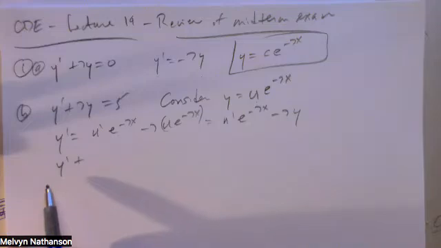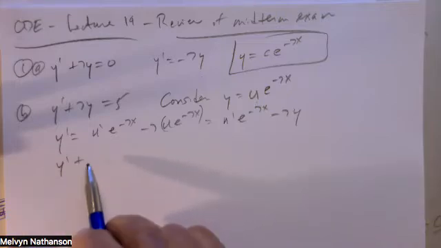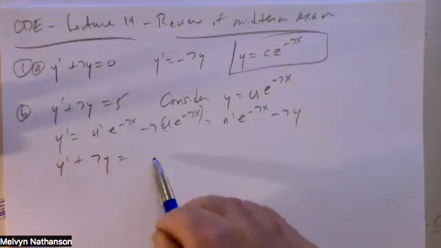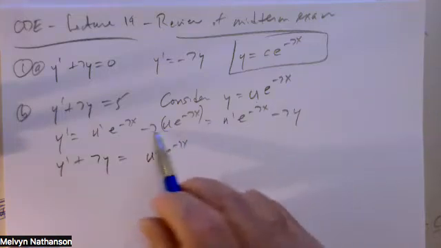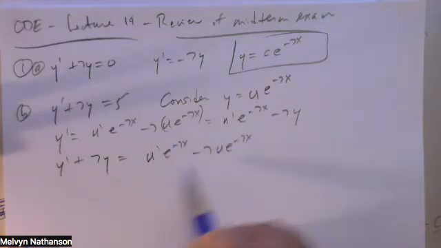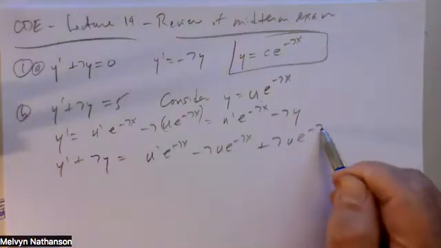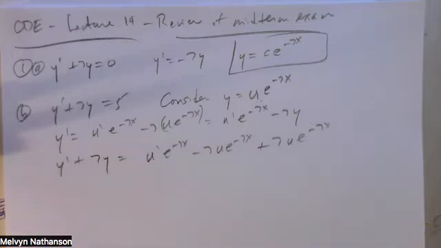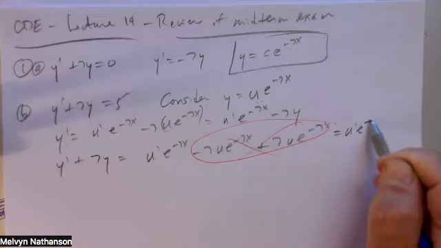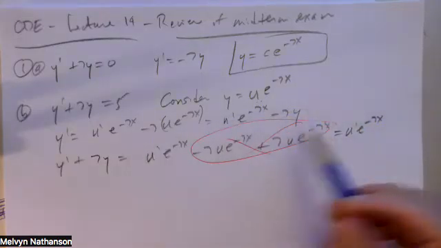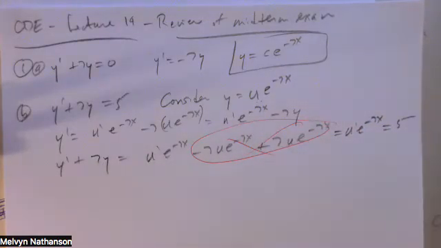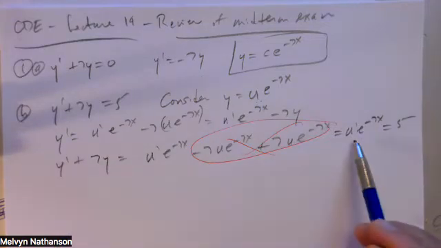So we get that y prime plus 7y is u prime e to the minus 7x minus 7u e to the minus 7x plus 7 times u e to the minus 7x. And of course, these cancel. This is just equal to u prime e to the minus 7x. And that's supposed to equal 5. So we just have to find a function u that satisfies this.